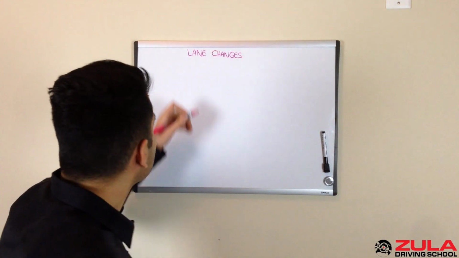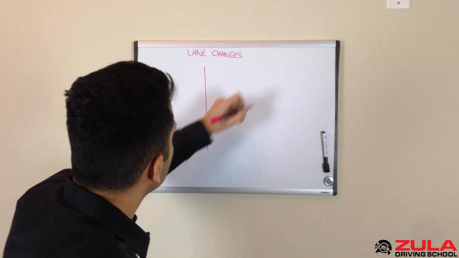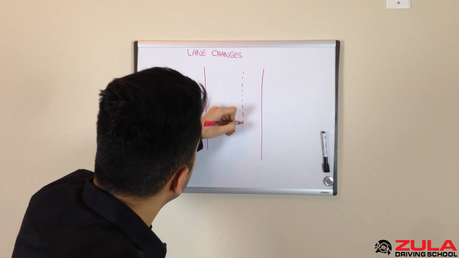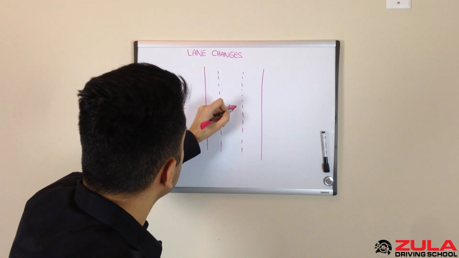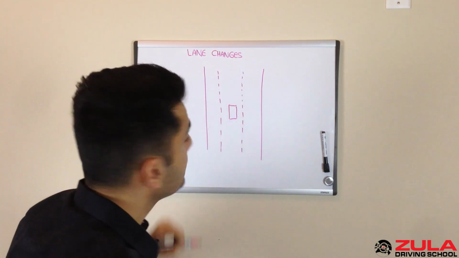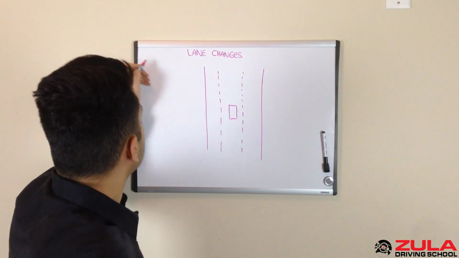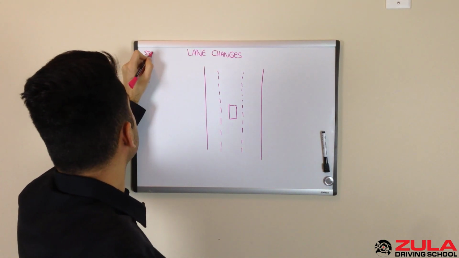All right, lane changes. So let me draw you a 3-lane road here, and you, let's say, are driving in the middle here, and you decide to change your lane over to the left. So what are the steps for a lane change?